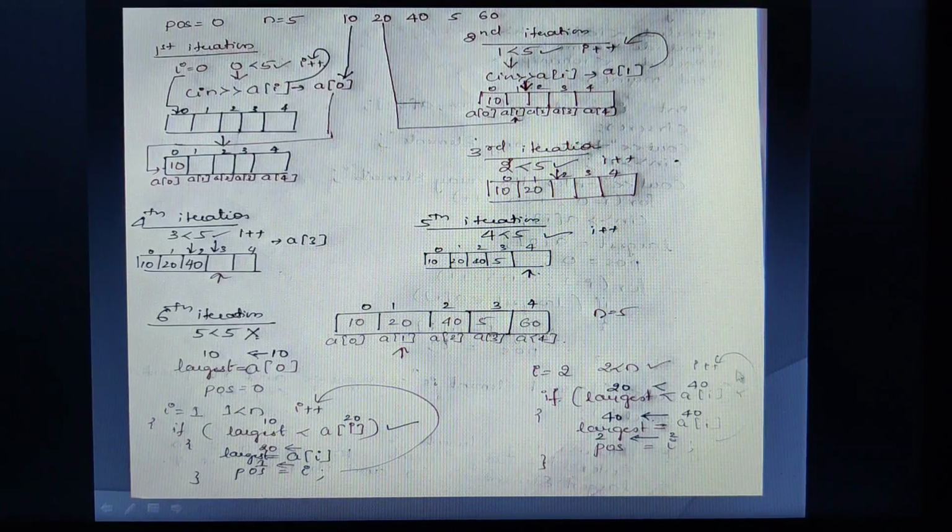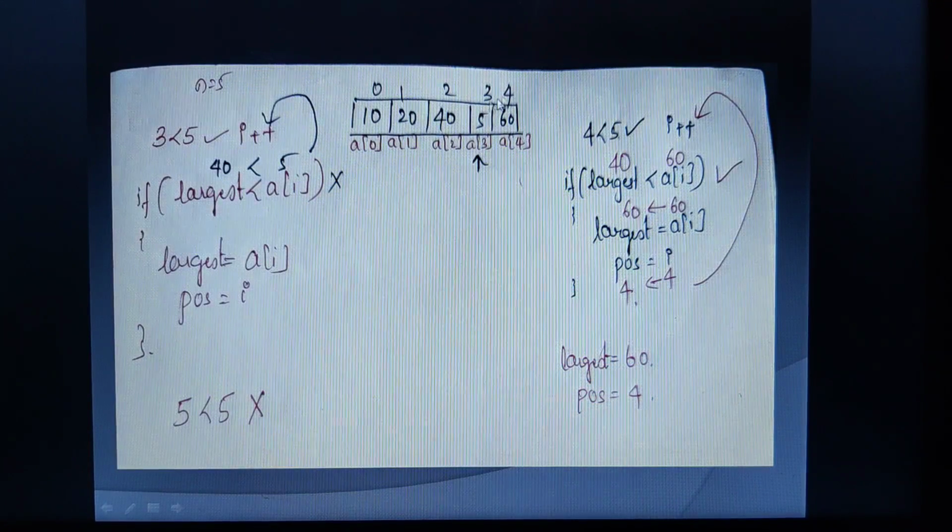Again i gets incremented. After this what happens? Like this, i gets incremented. When i gets incremented, definitely it will start pointing to the third location. Now let us see how it works. Now see, currently we are pointing at this particular location, and we know that the current value of largest is 40 and its position is 2. Now you see whether 3 is less than 5 as per the for loop.